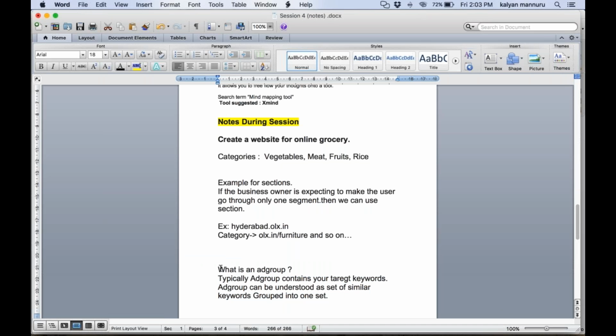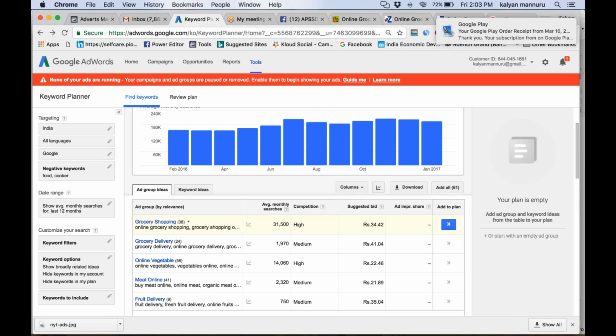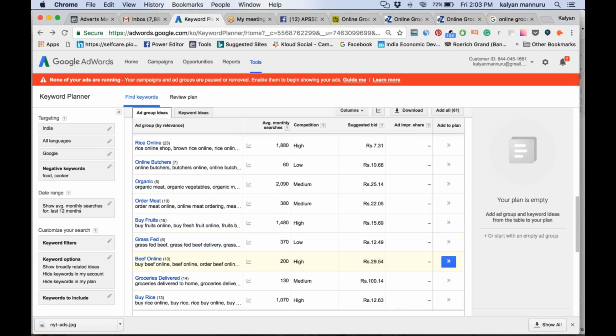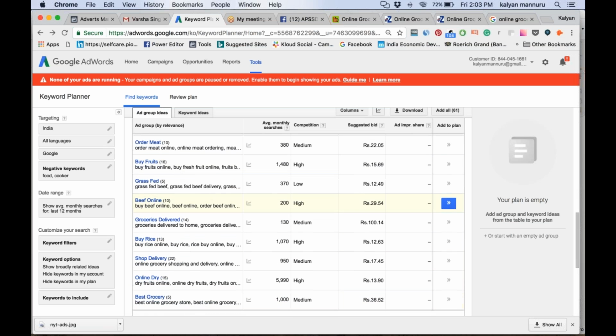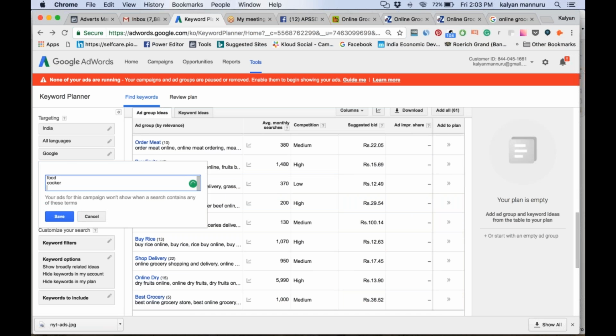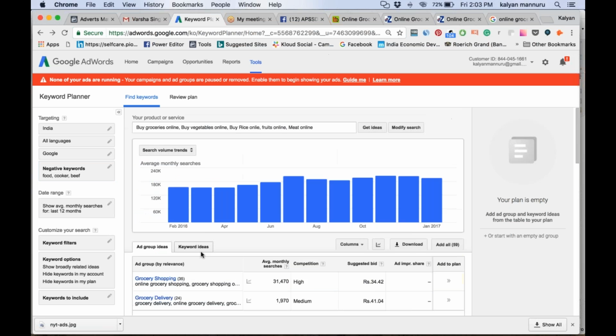A set of similar keywords grouped into one set is what an ad group is. So I'm going to download this particular data and make sure that I have a page for each of these keywords present here. I can avoid a few. For example, beef. I may not be serving beef, so I'm going to add it as a negative keyword. So that part will be removed.